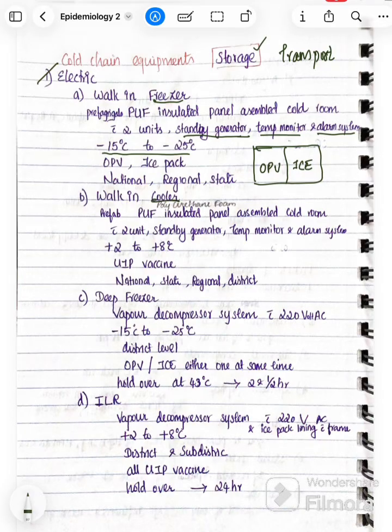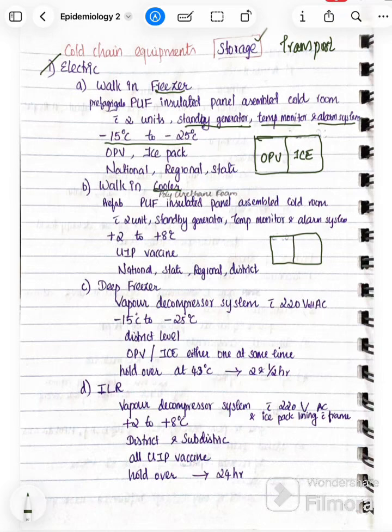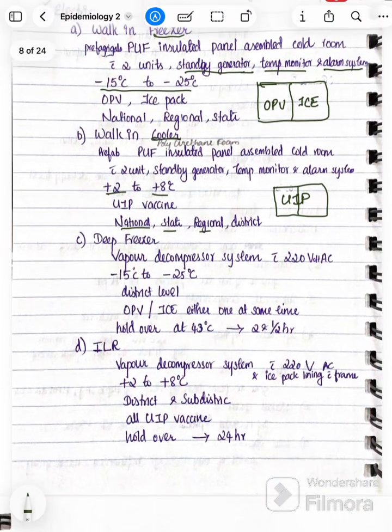We have walk-in cooler. Same polyurethane foam insulated cold room. It also has 2 units and on generator, temperature monitor, alarm system. Here temperature maintained is +2 to +8 degrees Celsius. It's a cooler, not a freezer. So here we are going to keep universal immunization program vaccines, all the vaccines. So again same thing, national level, state and regional level, we are going to use this walk-in cooler.